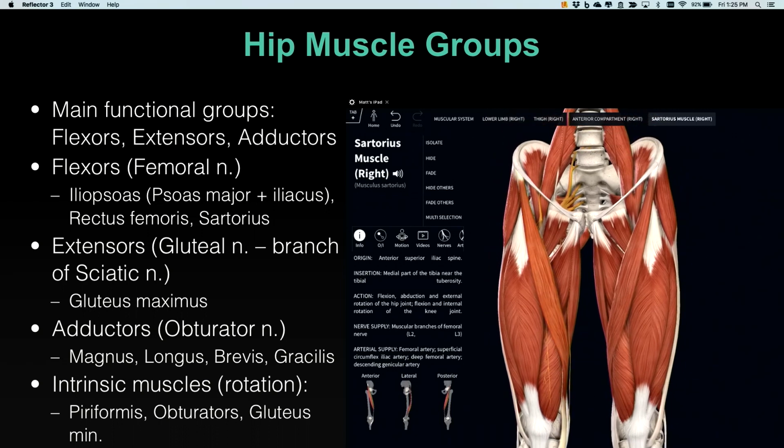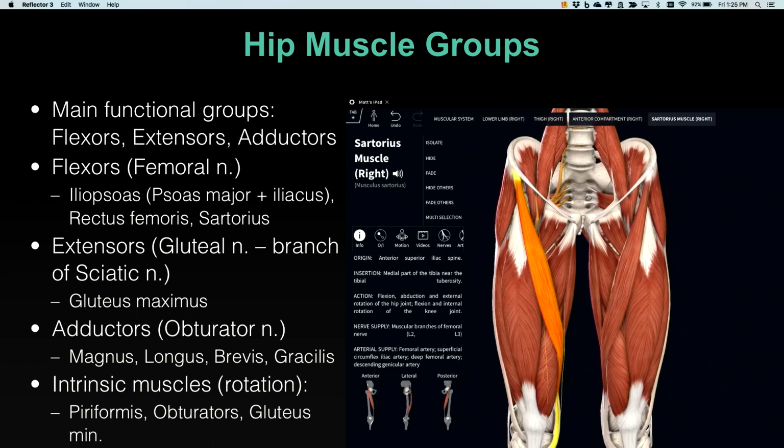And as far as hip flexors go, those are our main players. There are other muscles that will flex the hip, but those are the first, second, and third players in flexing the hip.